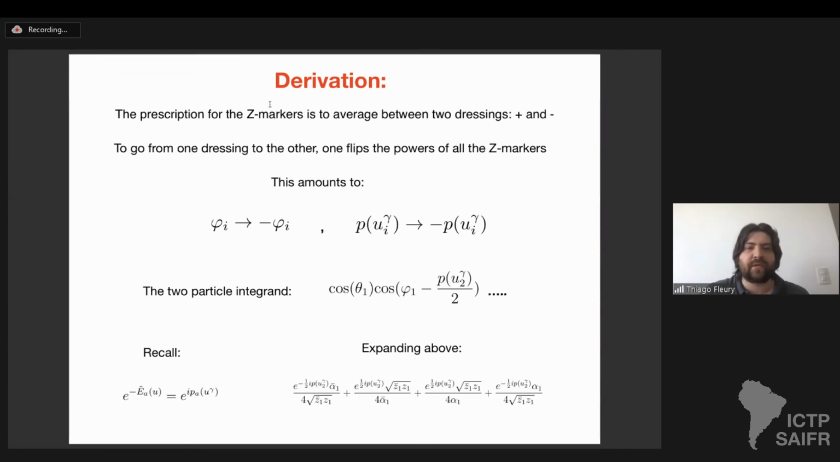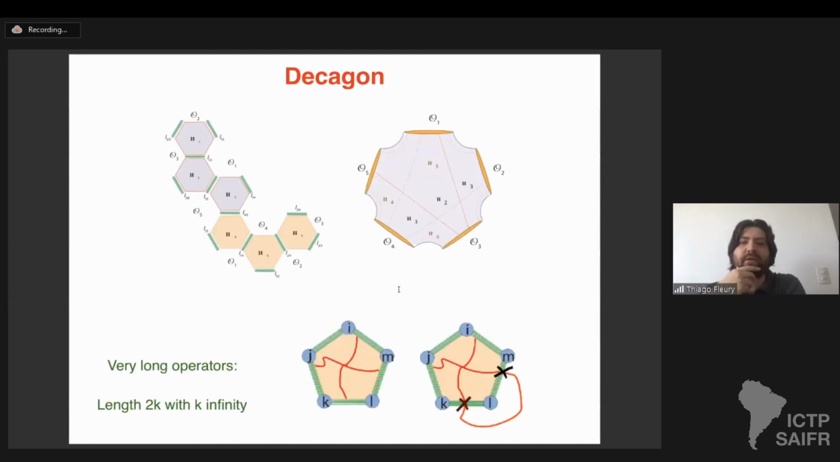Basically, the prescription for the Z markers is to average between two directions, plus and minus. And basically, this amounts to changing the signs of some angles and momenta in the integrability integrand. And you always see some cosines. The dots here are some integrability integrand. And you recall that to increase the bridge length, you multiply by this factor in this formalism. So you just expand this quotient, and you get these all-loop relations between particles with different bridge lengths. So it'll give you the result of the decagon at two loops.